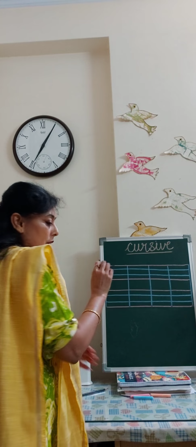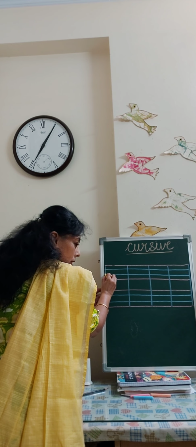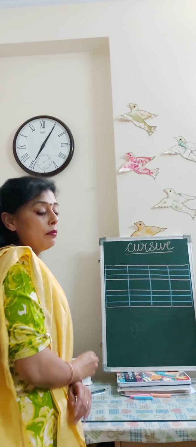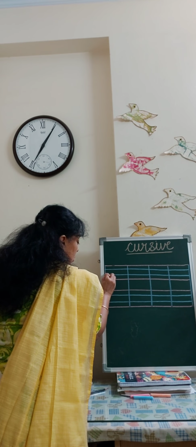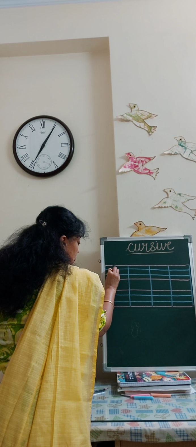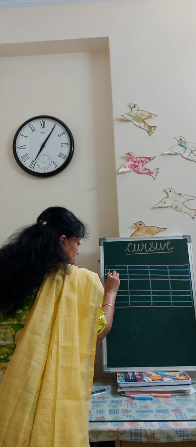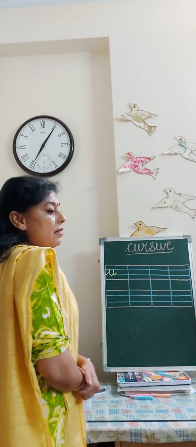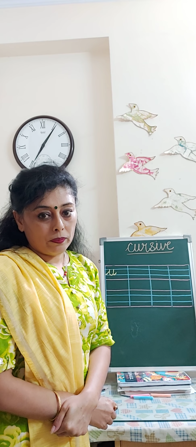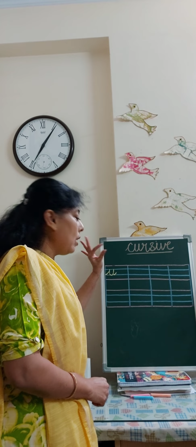So starting, just listen to what ma'am is saying. Starting from the corner, that is the blue line, where the dot is there. You have to start it from there. Starting from the corner, up, down, up, down, tick. This is the pattern of U. And this you have to write in between the blue line.